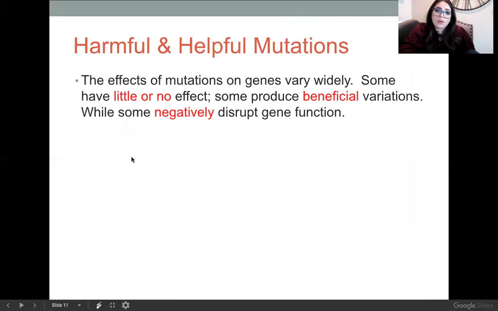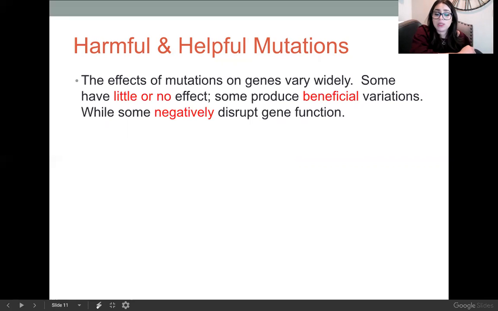Now, more often than not, we like to think that a mutation is going to be negative, because when we think of a mistake, it typically has this negative connotation to it. Sometimes because there are 64 different combinations of codons, but there's only 20 amino acids, sometimes you'll make a mistake, but it'll still code for the same amino acids. So you'll still make the same protein, and this will be known as a silent mutation because it goes unnoticed.